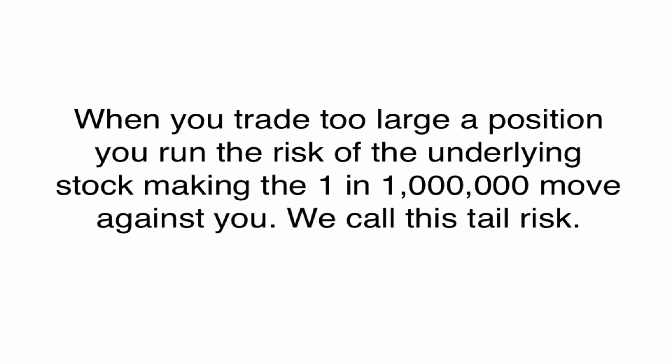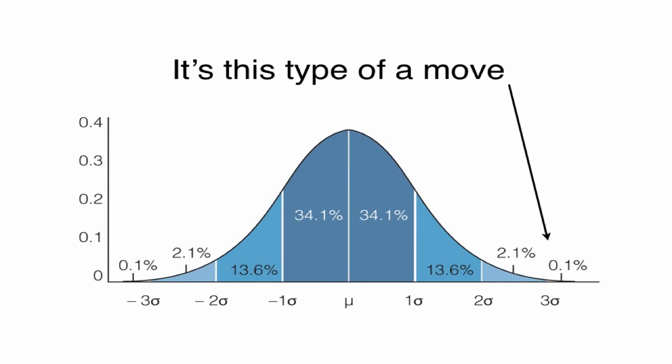So when you trade too large a position, you run the risk of the underlying stock making the 1 in a million move against you. Now we call this in the options trading industry the tail risk of the security. And we get it by taking a look at this distribution graph. It's this type of move that's the 0.01% chance it makes this move. But of course, in anything in life, it's probably going to happen just when you think that it won't happen and just when you're not prepared.